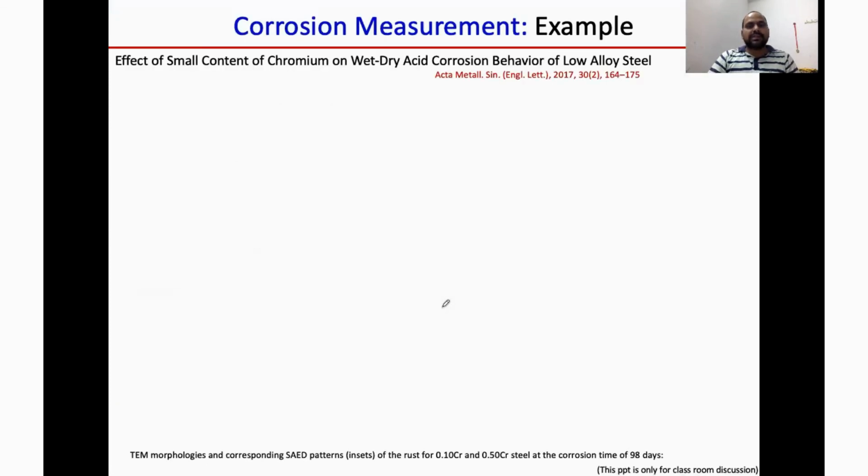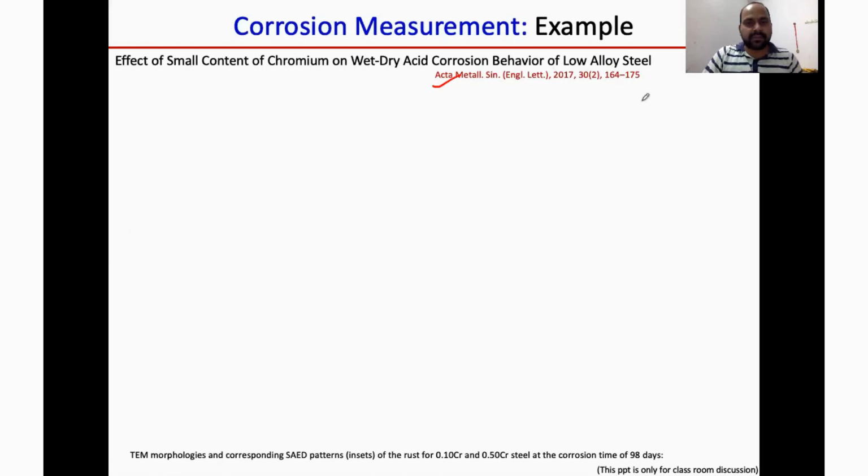Now we'll see one example here, and then I will wrap up the discussion. Corrosion measurement using TEM. This is just one idea, a paper you can follow. It is the same paper we discussed earlier in the case of SEM: the effect of small content of chromium on wet-dry acid corrosion behavior of low alloy steel.